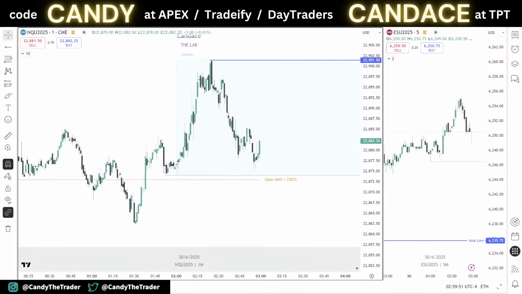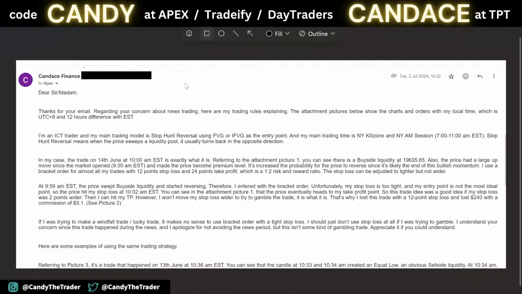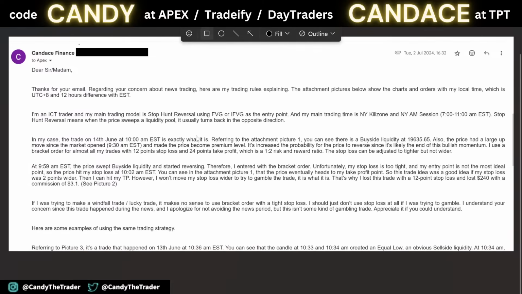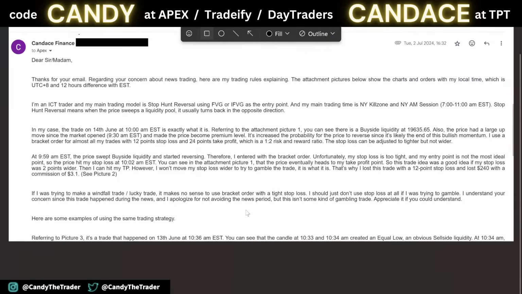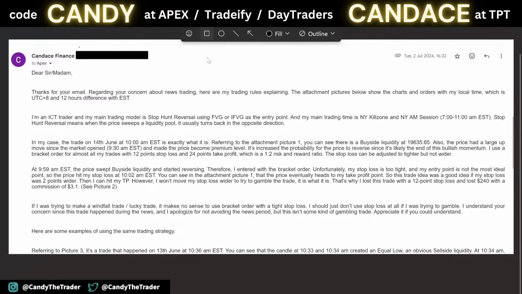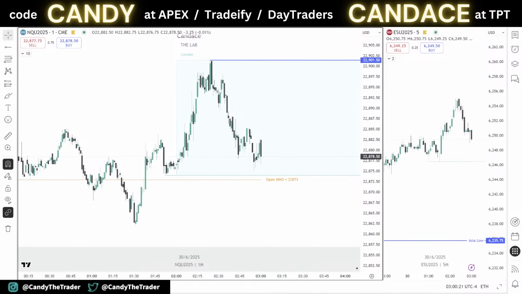I want to block my email address. Okay, and then on the other day, it changed to July 2nd. I submitted the whole email. It's just part of the email, okay? Not all of it. About the trading strategy, how I put my stop loss, and how I set my TP, everything. And also some attachments for the screenshots.